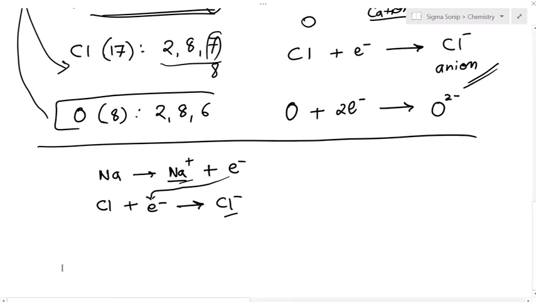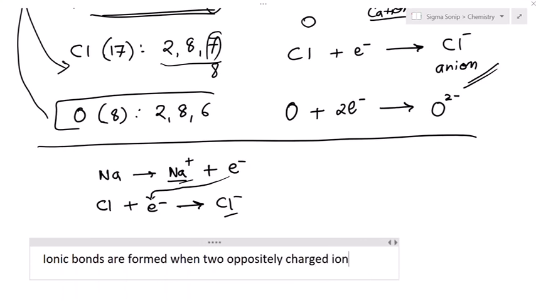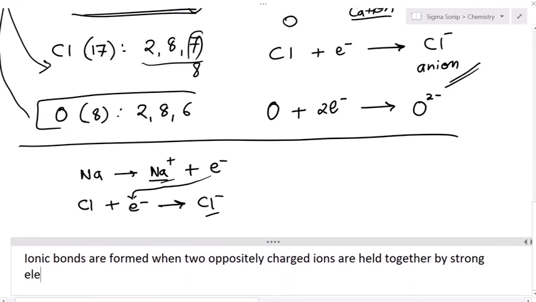If I have to write it down: ionic bonds are formed when two oppositely charged ions are held together by a strong electrostatic force of attraction.